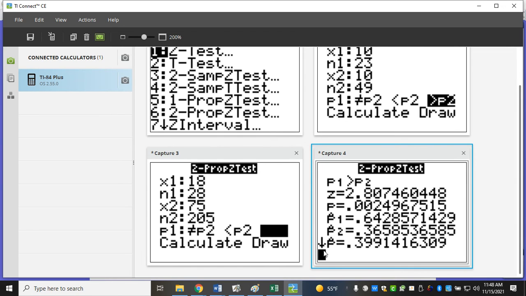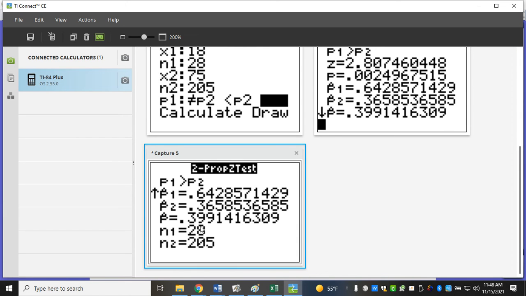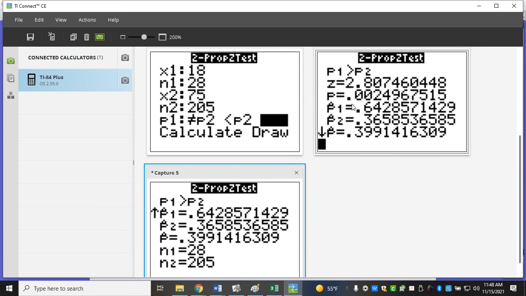So what is p hat? P hat c. And then if you keep going down, the only other thing it shows you is n1 and n2, which you plugged in there, so you don't really need it. So it calculates your z value, your test statistic, your p-value, the decimal version of both of your proportions, and your p hat c. So I would definitely not ever type any of this individually in my calculator for any reason.